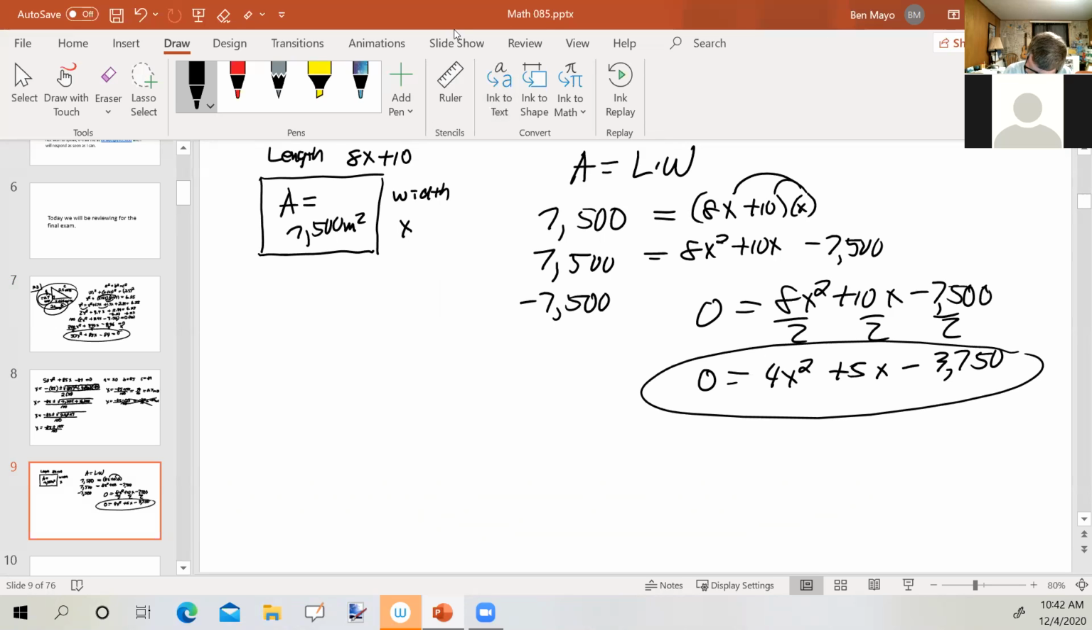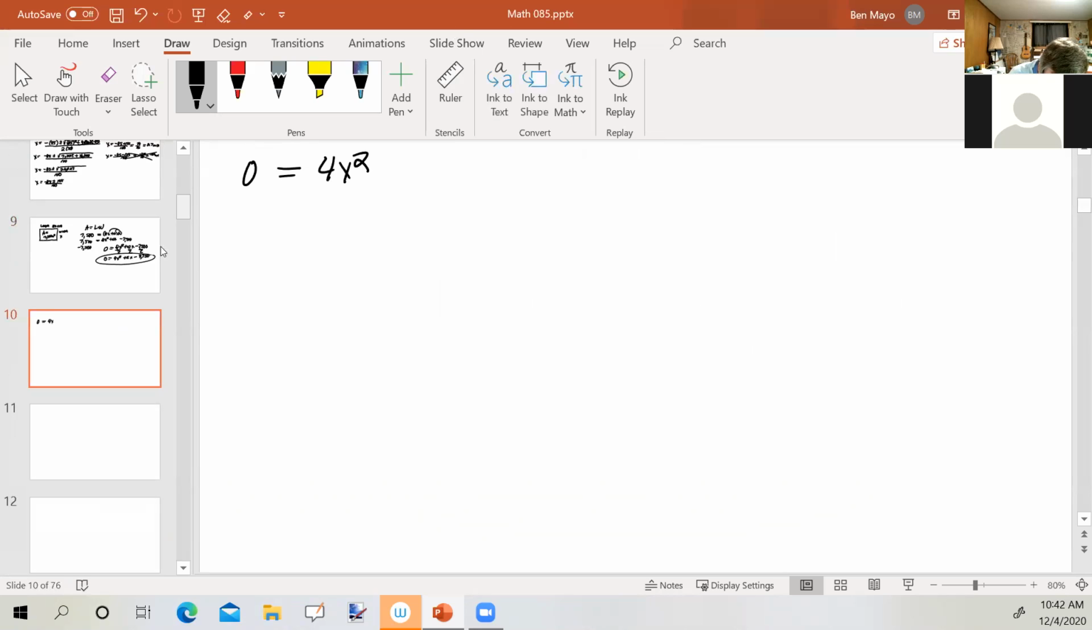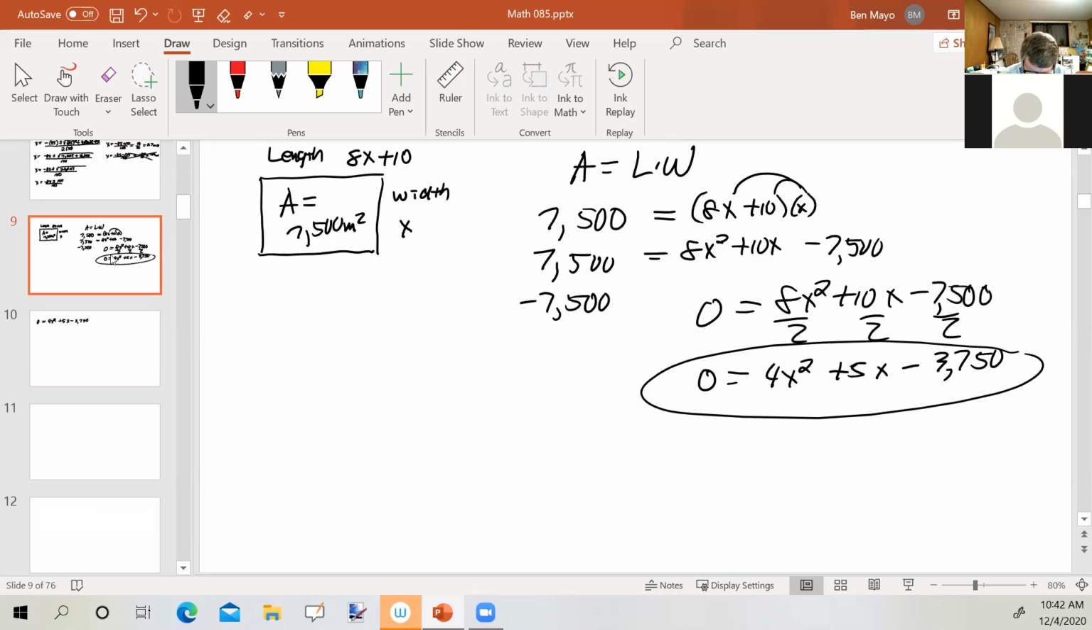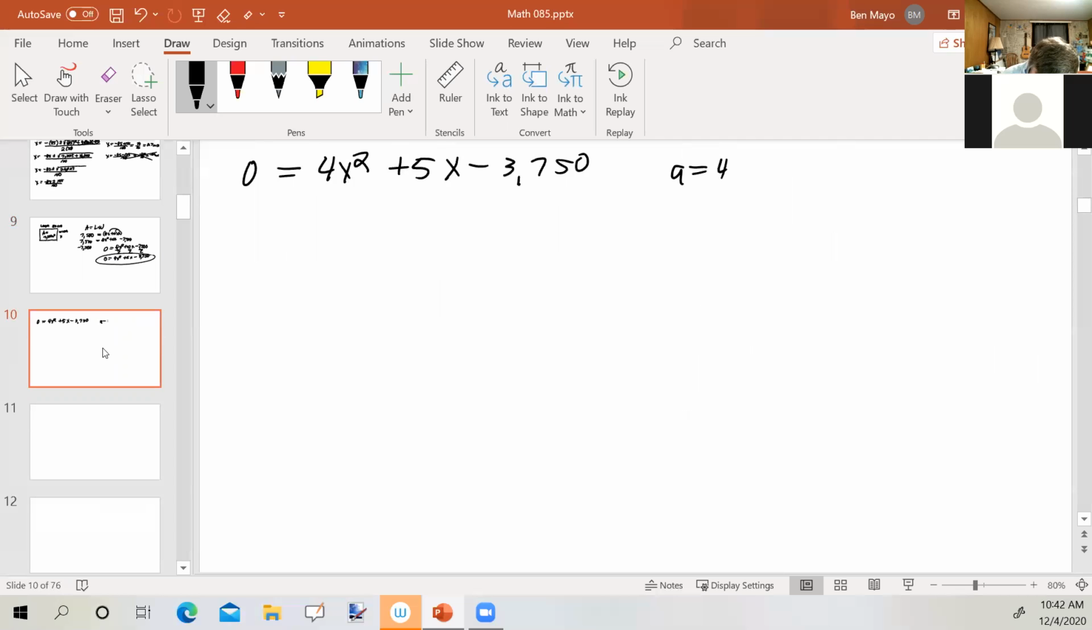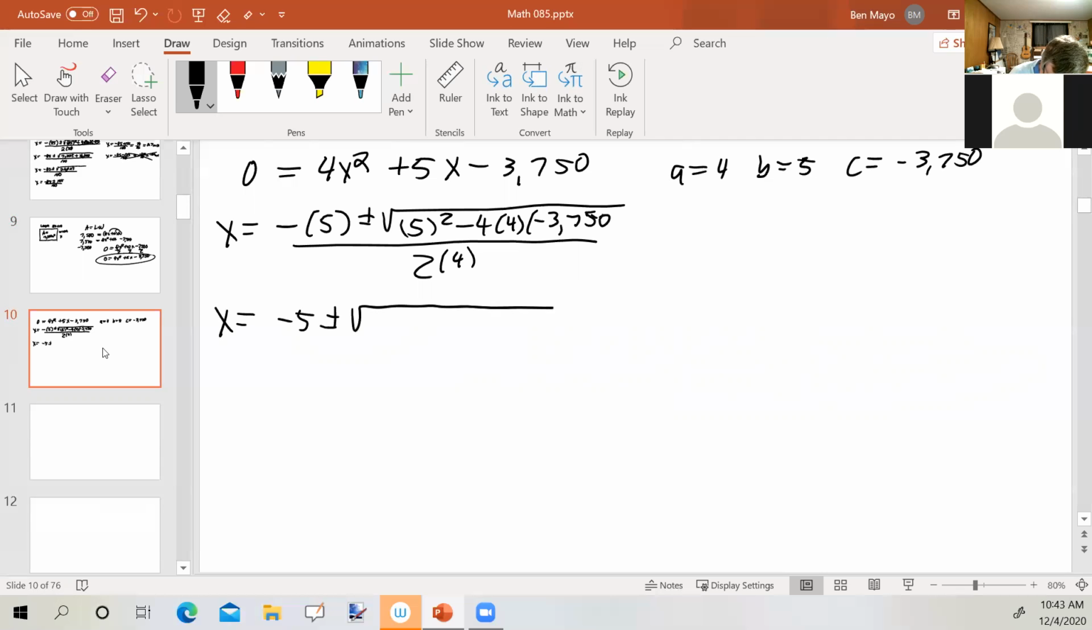I'm going to carry that on to the next page just in case I need more room than I have left here. So we've got 0 equals 4x squared plus 5x minus 3,750. Once again, I'm going to take a quick check, make sure I did all my calculations correctly. I believe so. Okay, so a is 4, b is 5, and c is negative 3,750. x equals negative b plus or minus the square root of b squared minus 4ac, all over 2a.